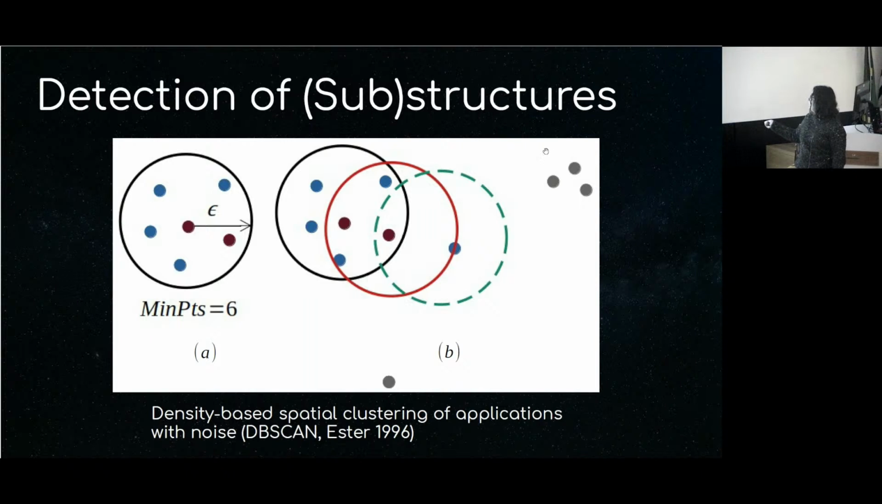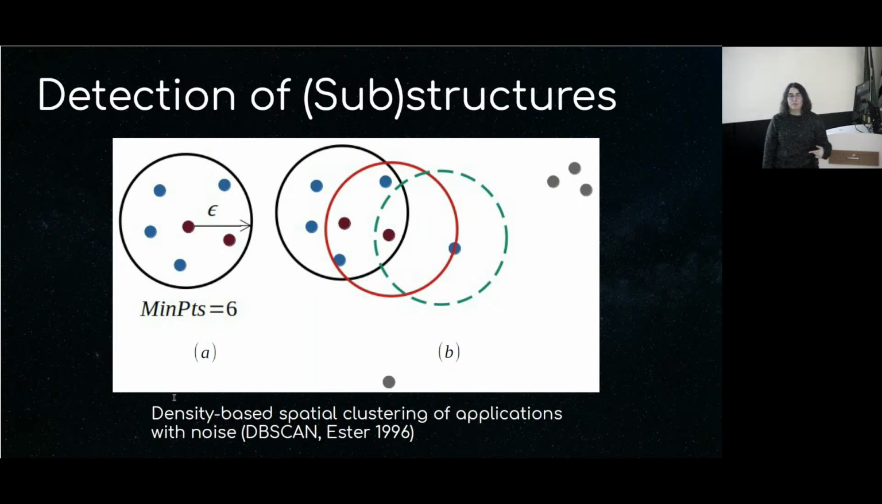Galaxies that don't fall in a substructure are assigned the label -1, which in the case of DBScan corresponds to noise, because DBScan is density-based spatial clustering of applications with noise. In the case of galaxies that are part of the cluster but aren't part of a substructure, DBScan puts the label -1.